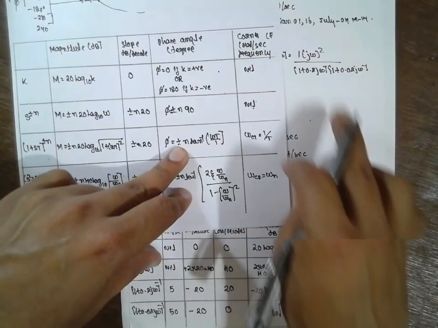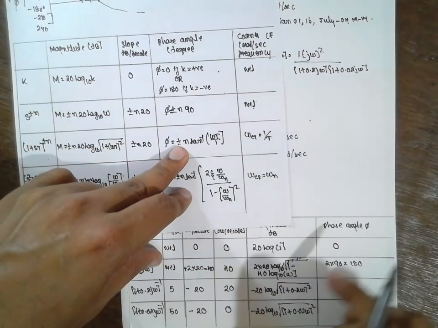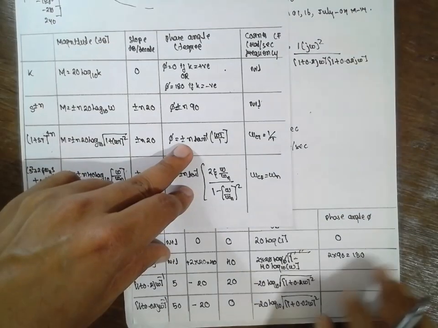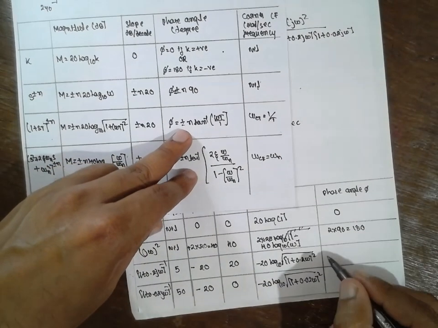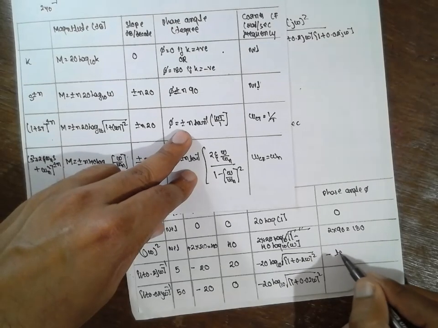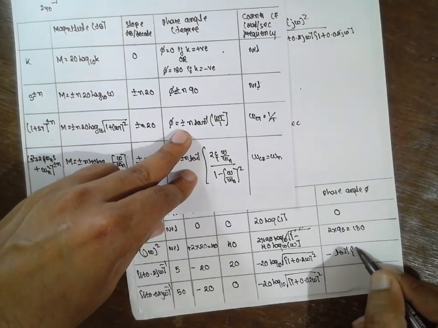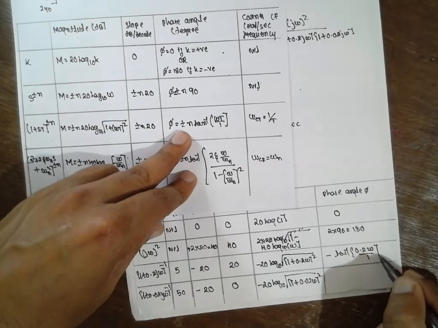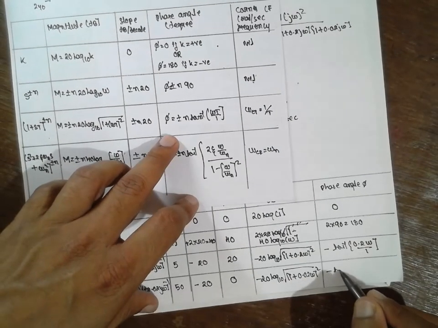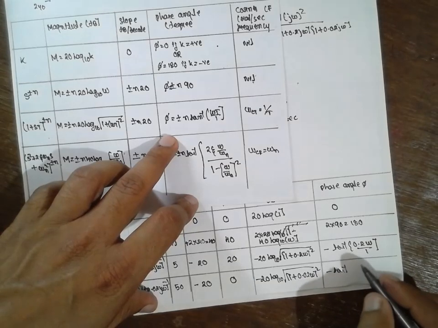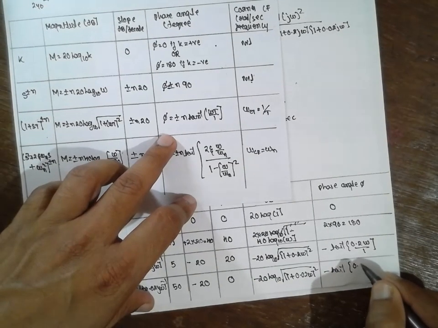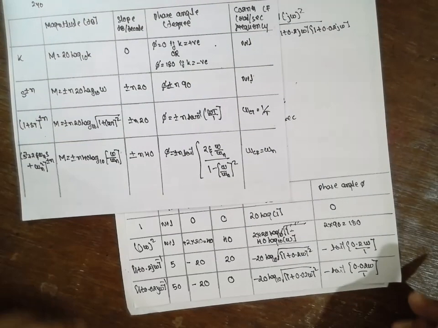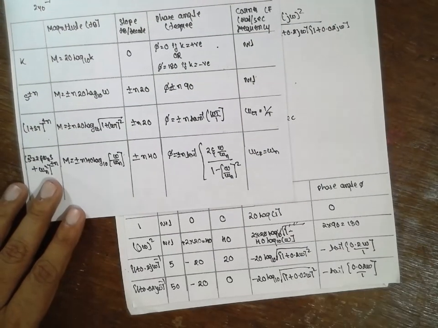Next we are focusing here, positive, because it lies upward. If it is negative, then you have to take a minus sign. If it lies at the bottom, you have to take negative. Here minus tan inverse 0.2 omega by 1. Again minus tan inverse 0.02 omega divided by 1. This completes your table.